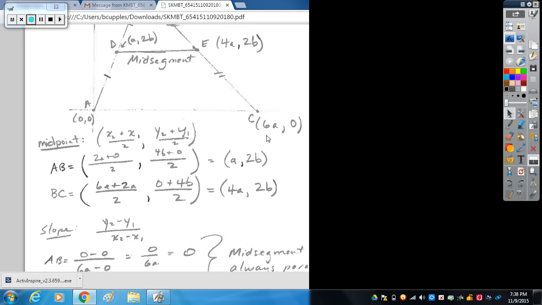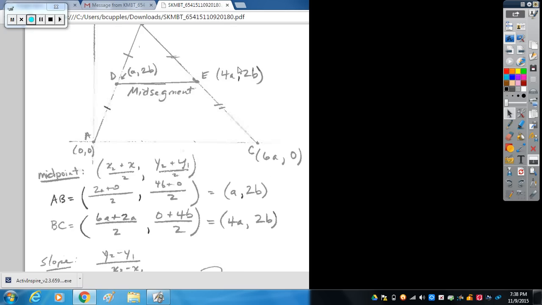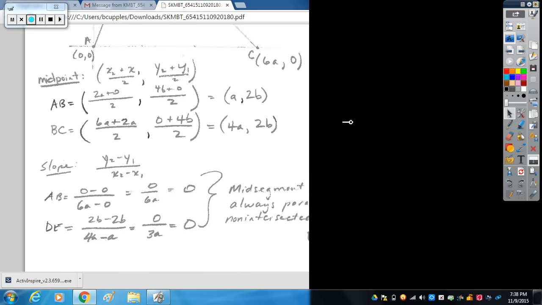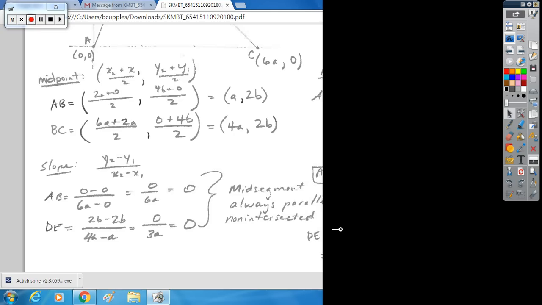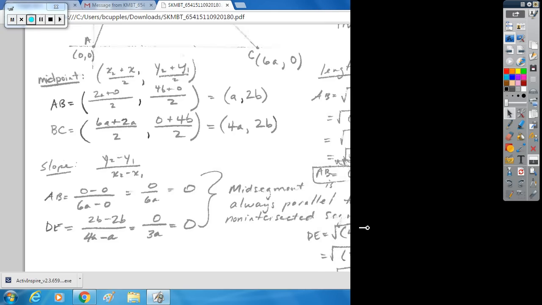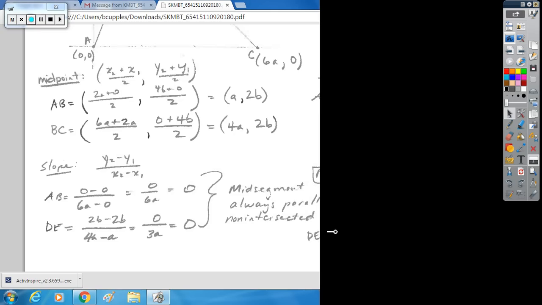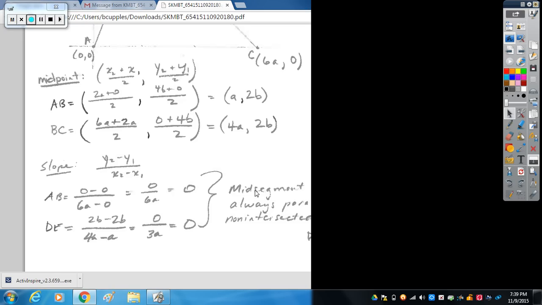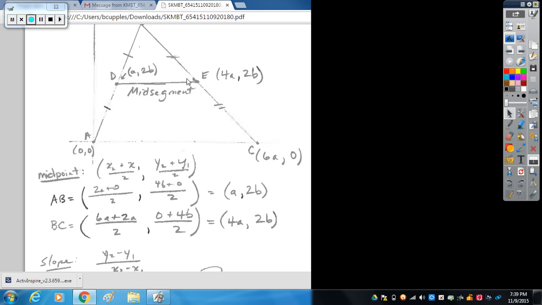Now for DE, y sub 2 minus y sub 1 over x sub 2 minus x sub 1. And so as we look at that down here, 2b minus 2b is 0, 4a minus a is 3a. 0 over 3a gives you 0. And so the mid-segment is always parallel to the non-intersected segment. So as we look up there, this segment is always parallel to this non-intersected segment down here, every single time.